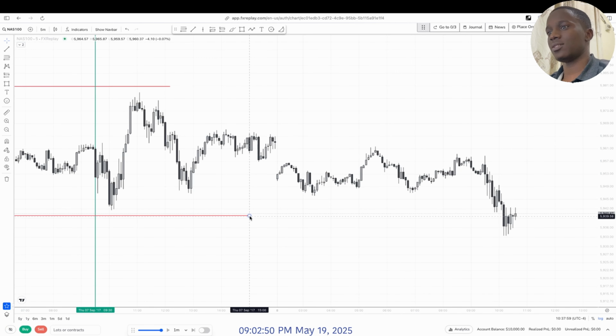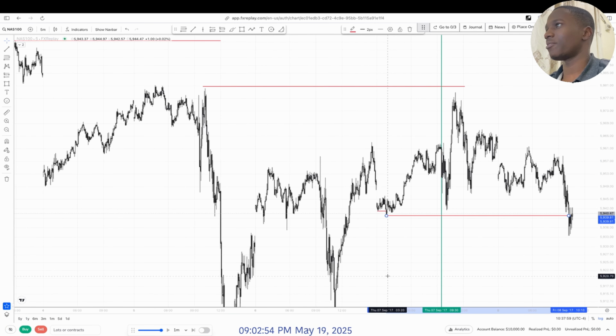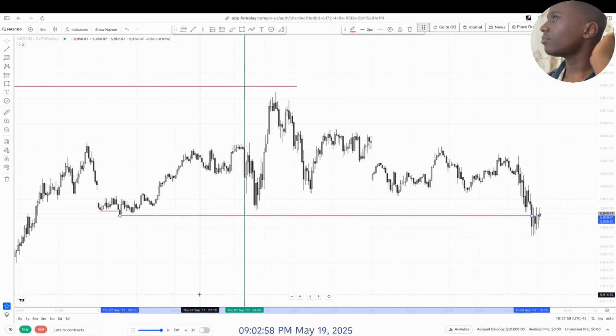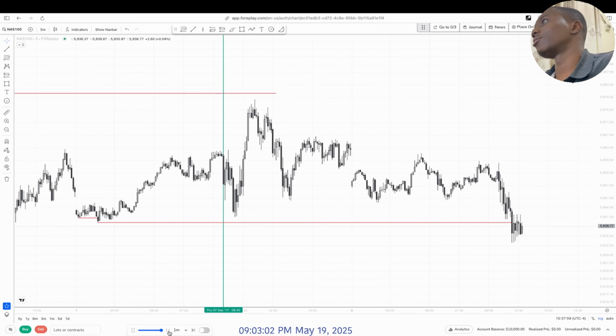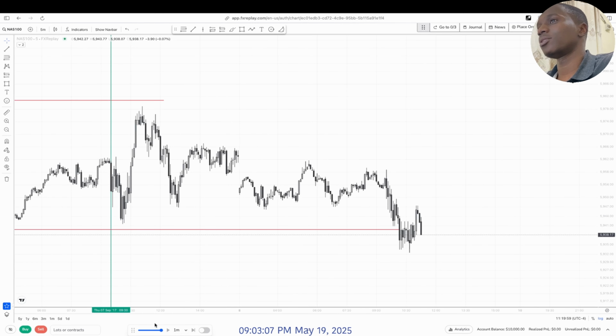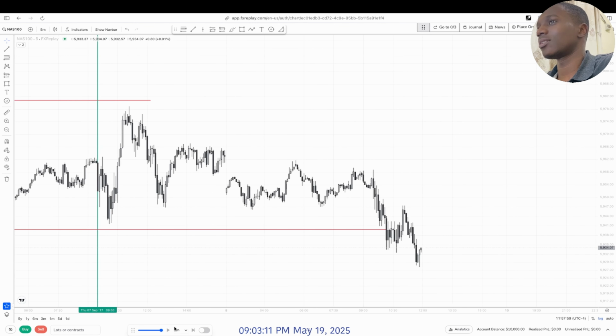So now, since this was tagged out, it was liquidity from the previous day. It was the previous day's low, yeah. Previous day low taken out. And let's see how market goes for the day now. So it now starts to push a bit higher. No, it drops.